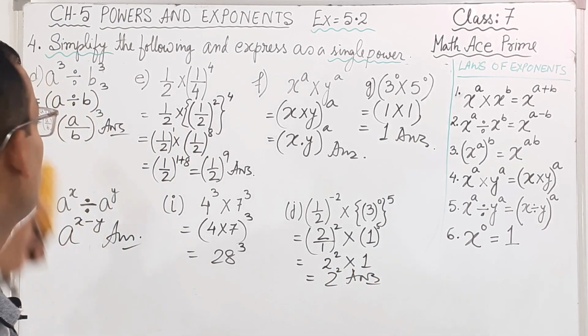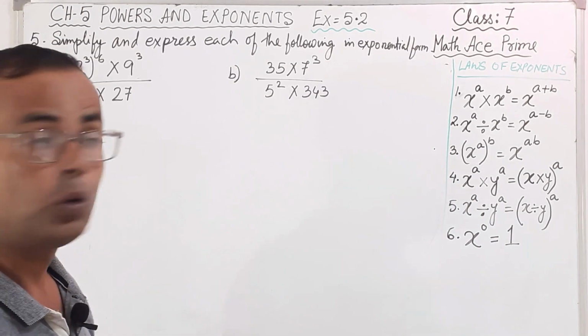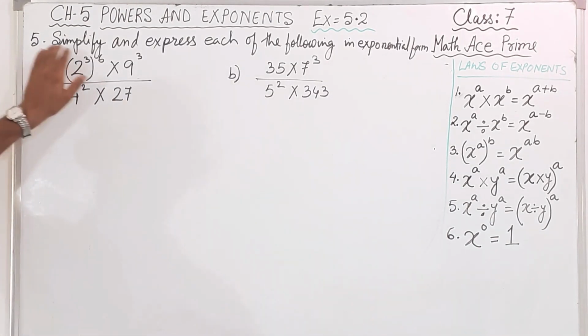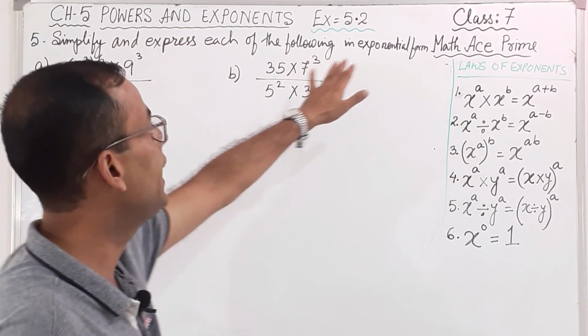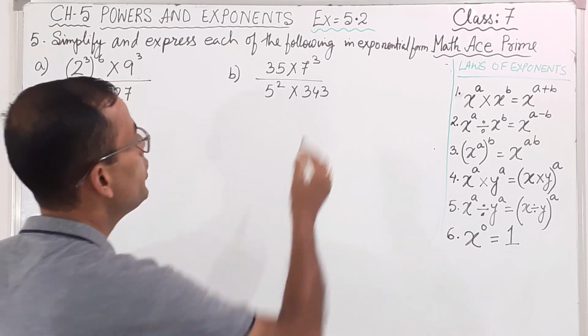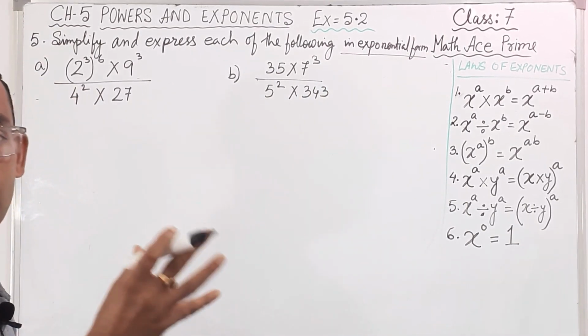I hope sum number 4 you have understood nicely. Now let us come to question number 5. Simplify and express each of the following in exponential form. So we have to express it in what form? Exponential form. That means in the power.